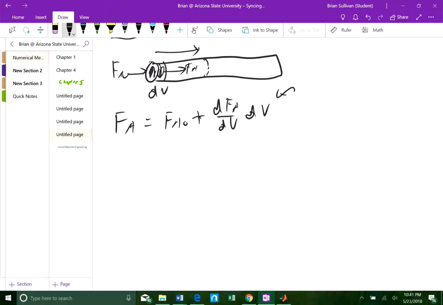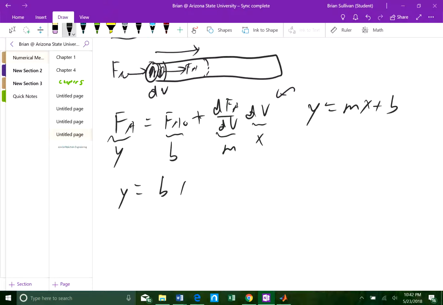Now that looks kind of like, okay, what the heck? But the way to look at it is like this: y equals mx plus b. I'm going to label it on the left, and it becomes a little more straightforward. Y is your FA, that's your b, your y-intercept, that's your slope, and this is your x. I think of x as your distance down the reactor, but you're taking an incremental volume down the reactor. So that'd be your x. There you go. It's y equals b plus mx, the same thing as y equals mx plus b.